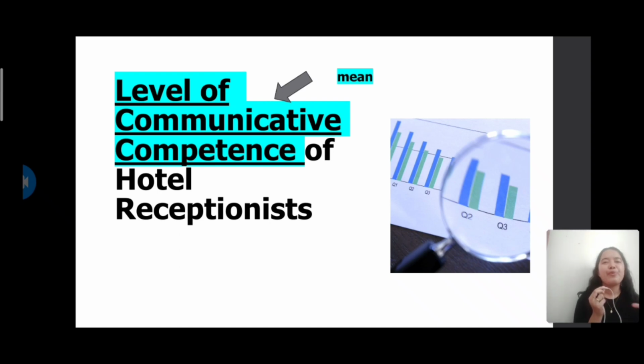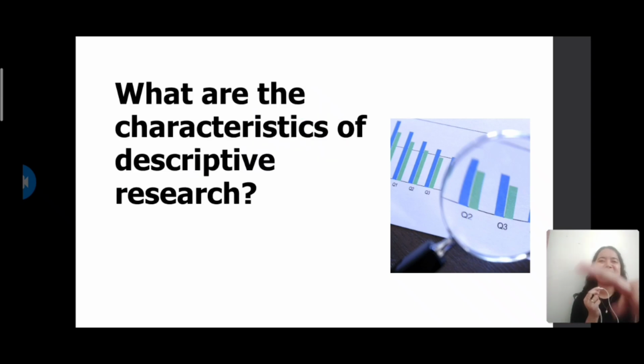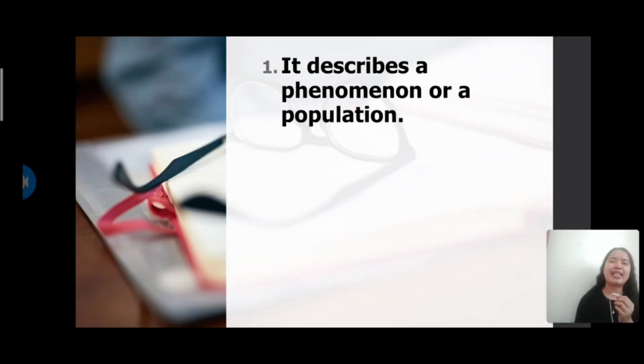Now, for our wrap up of this lesson, I want you to ask this question: what are the characteristics of a descriptive research? If you have remembered, we have three main characteristics of the descriptive research design. The first one is that it describes a phenomenon or a population. Once you are working on a descriptive research, always remember that your title has to have these two elements, the phenomenon being described and the population being studied.